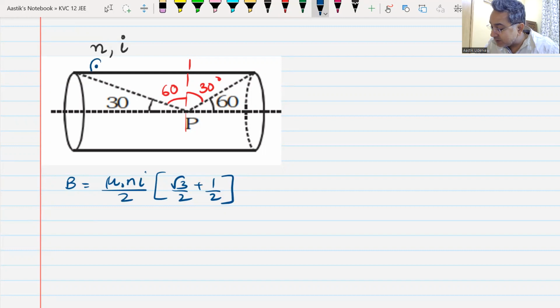If your current is like this, dot and cross, what will be the direction of magnetic field? The current is like this, dot, cross. I hope you understand. If the current is like this, what will be the direction of magnetic field? Right or left? Top or down? In or out? Where?